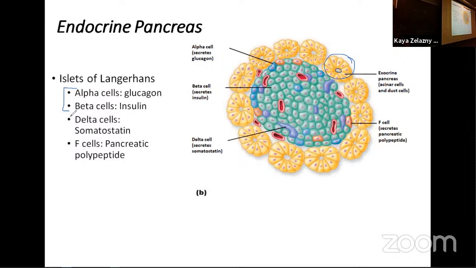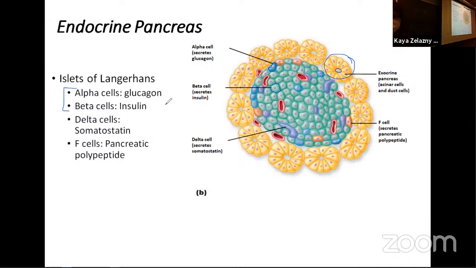So our alpha cells, right? Alpha cells are these blue ones. The alpha cells are secreting glucagon. The beta cells, these green ones, are secreting insulin. This is going to be another set of opposites that you're going to be comparing and contrasting here. We're going to be talking about their roles in the absorptive and post-absorptive states.